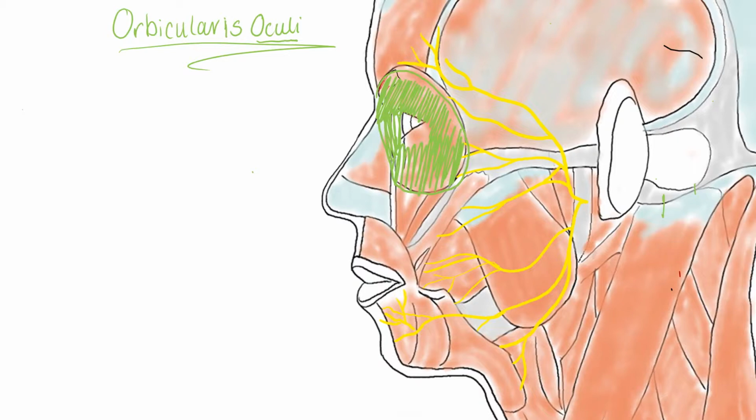So it receives its motor innervation from the temporal branch of the facial nerve. Spell motor right. And from the temporal branch. And orbicularis oculi is a broad elliptical muscle. As I said, it circles the eye, and it acts as a sphincter muscle and acts in ocular reflexes to close and open the eyelids.